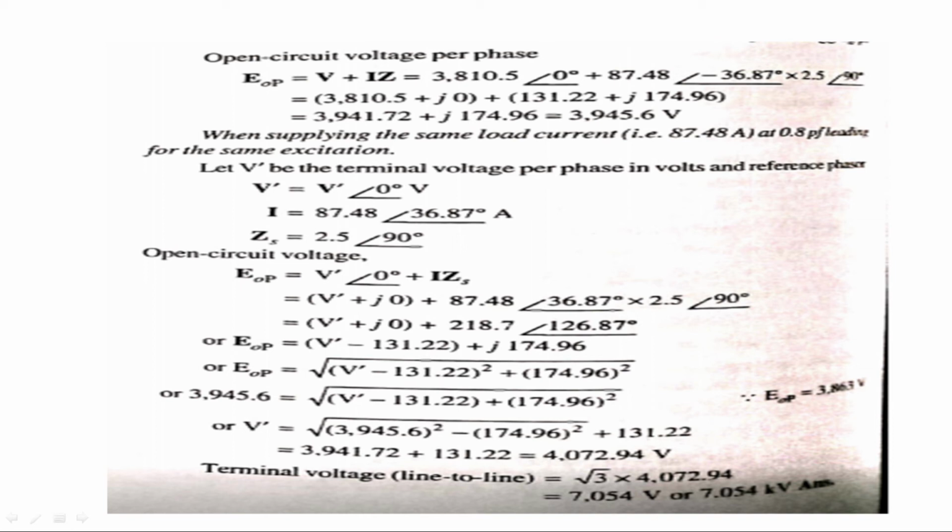So E0p will be equal to root of, when we see the magnitude, it will be what? E0p square is real part square plus imaginary part square. So that is E0p is root of (V dash minus 131.22) square plus 174.96 square. So V dash value we got as 4072.94 volts, and terminal voltage is root 3 times this phase value, the line to line voltage. Line voltage is root 3 times phase voltage, so 7054 volts or 7.054 kilovolts.